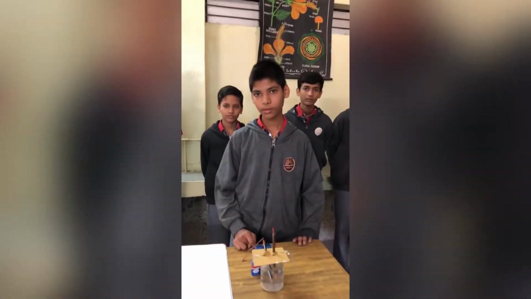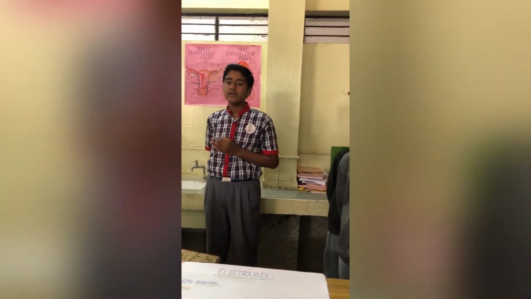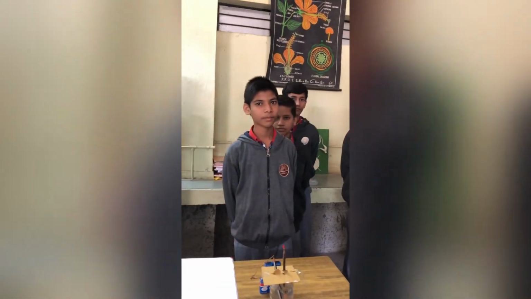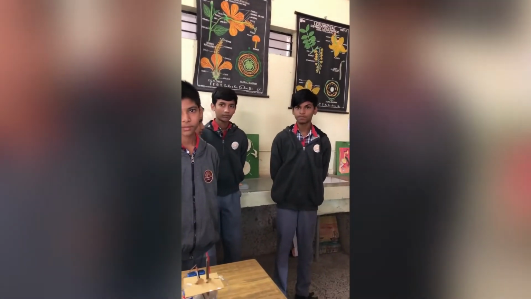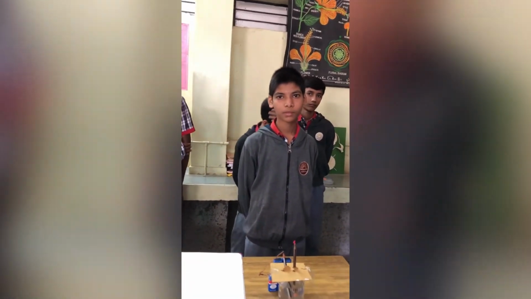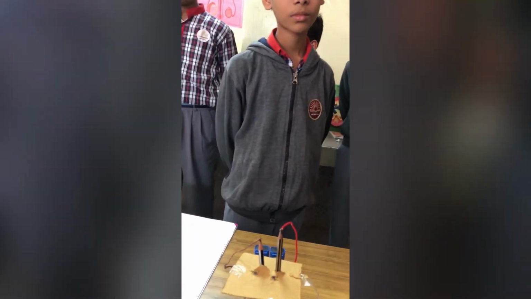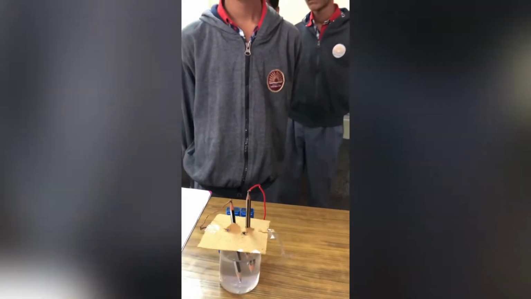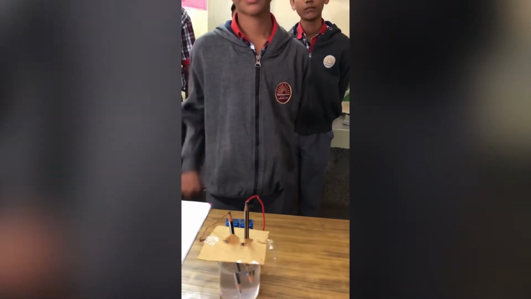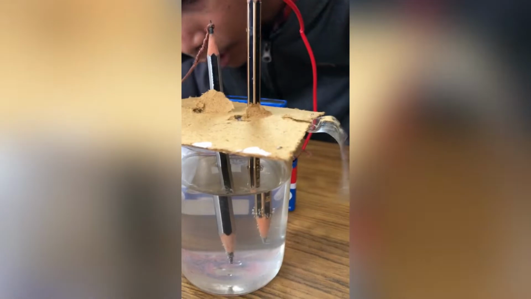So when the water splits, what will form? Hydrogen and oxygen. What is the charge of hydrogen? Positive. And oxygen? Negative. So oxygen is negative, so it will move to the positive electrode, the anode. And the hydrogen goes to the cathode. Can you show us the bubbles? Yes, ma'am, here are the bubbles of hydrogen, and here are the bubbles of oxygen.